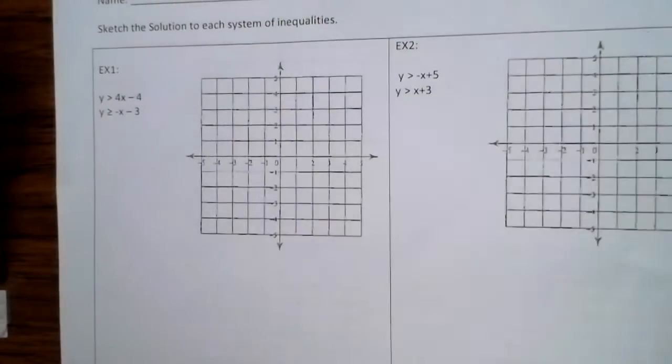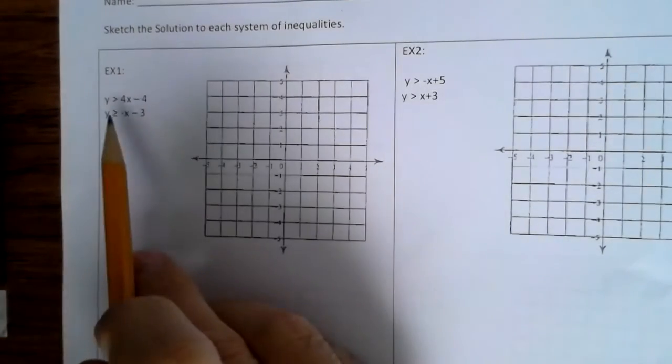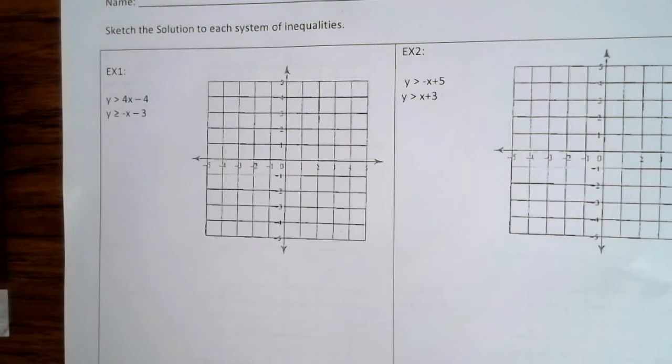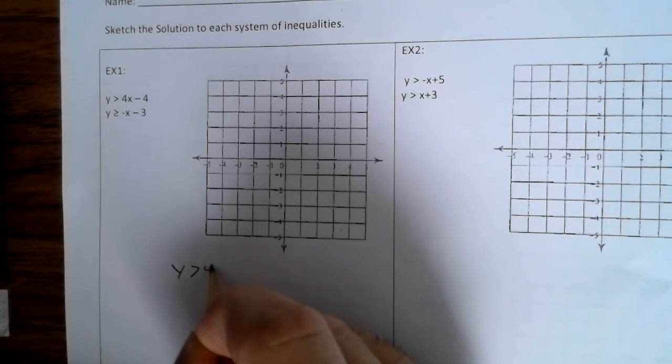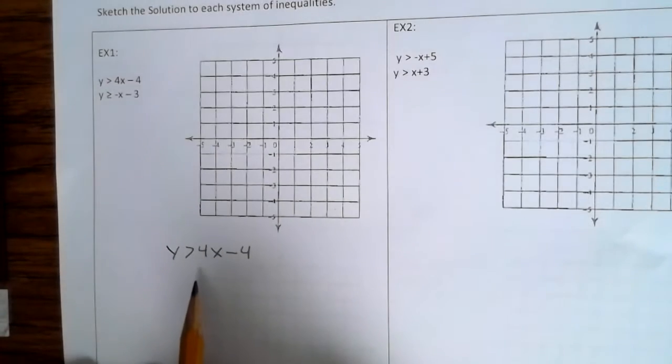Let's get the solution to the system of inequalities. So this is y greater than 4x minus 4. Now I'm going to show you how to graph it first without the calculator, then I'll show you how to graph it with the calculator. First off, I'm going to bring this inequality down here because the number in front of x is slope, and slope needs to be a fraction, so we're going to divide that by 1.